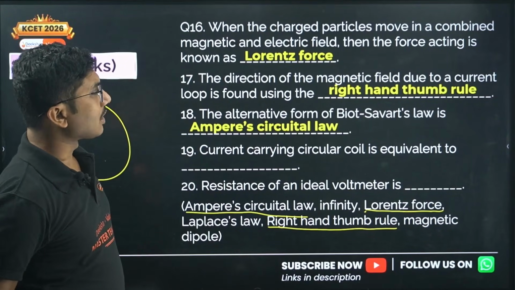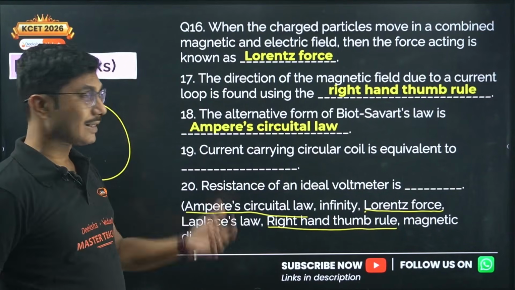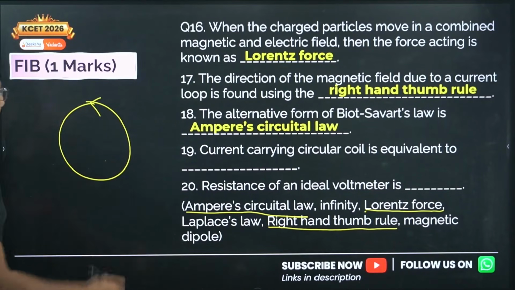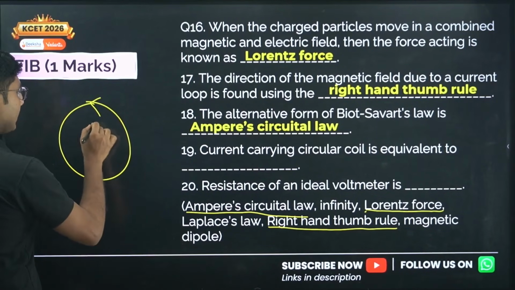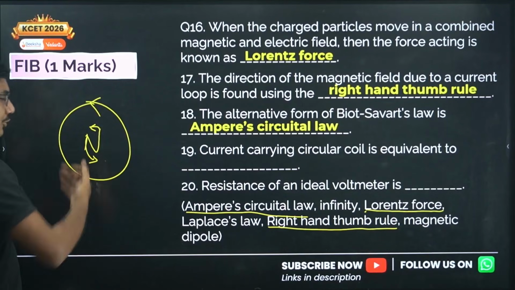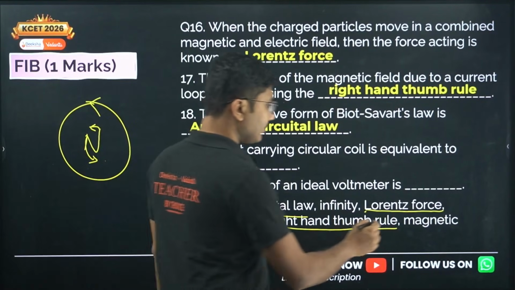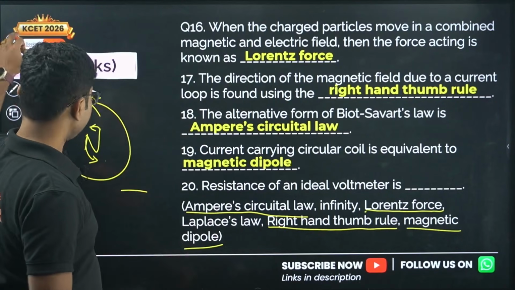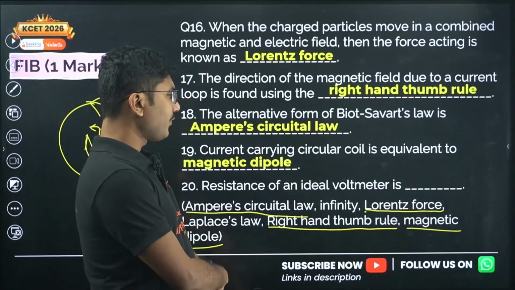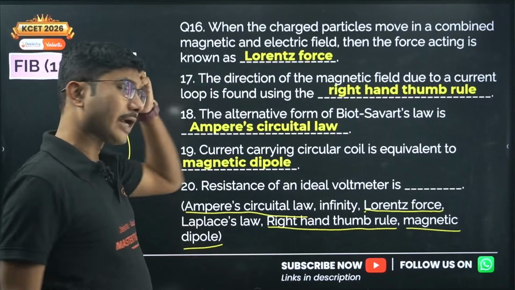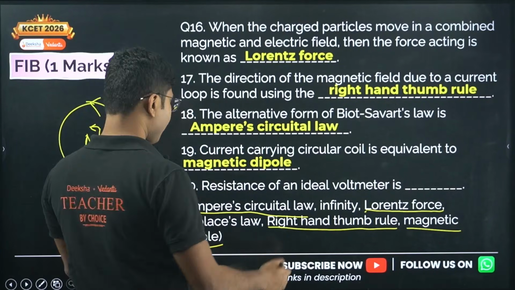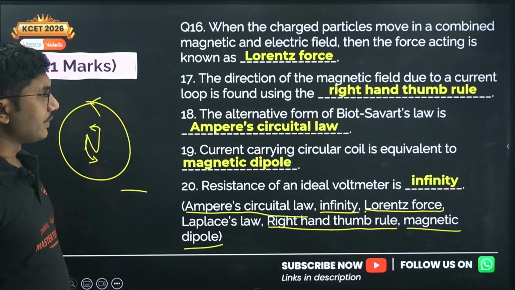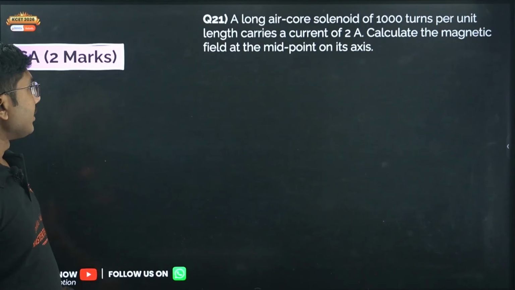Current carrying circular coil is equivalent to a magnetic dipole. Okay, current carrying circular coil is equivalent to magnetic dipole. The north pole is formed like this and the south pole is on the opposite side. Okay, so it is a magnetic dipole. Resistance of an ideal voltmeter is infinity. Resistance of an ideal ammeter is 0. So the correct answer is infinity. Okay, done. Now let's move on.